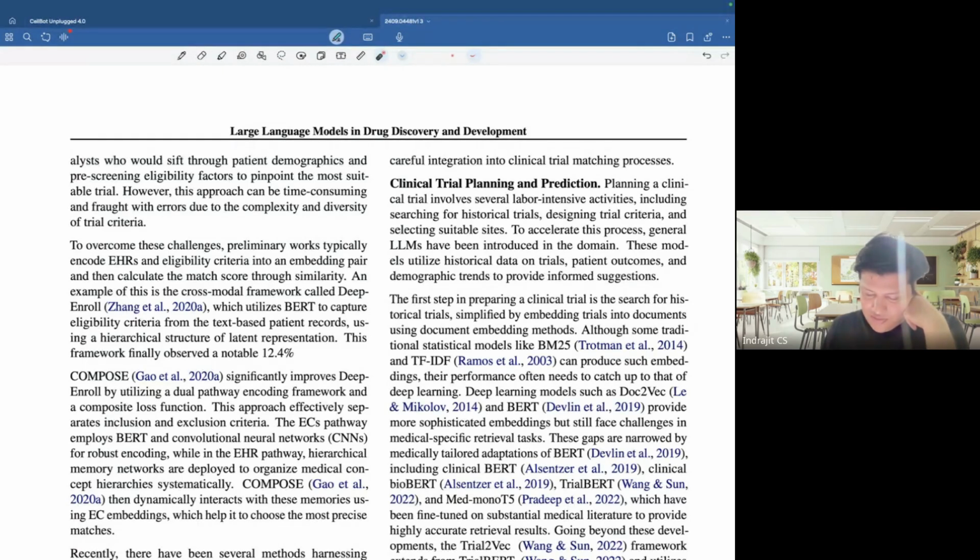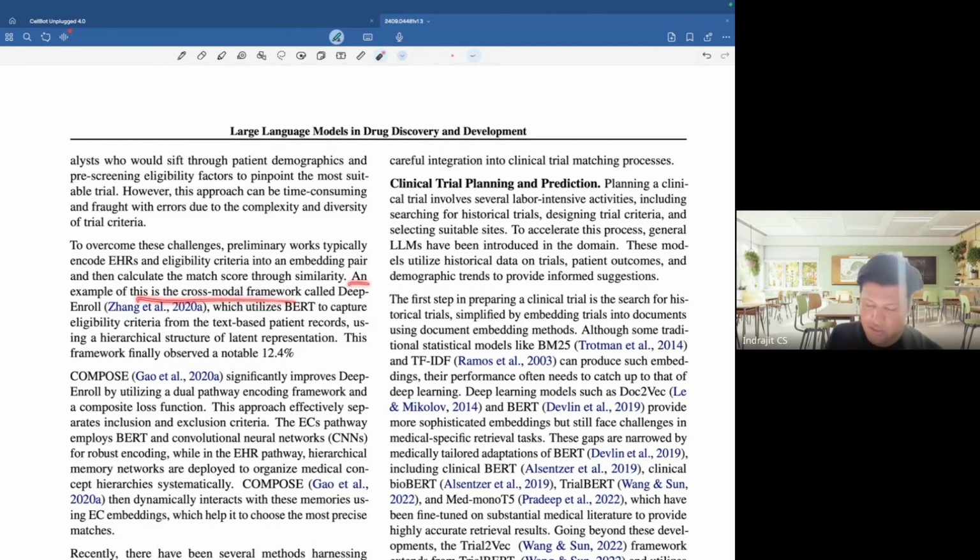To overcome this, preliminary work typically encodes EHR and eligibility criteria into an embedding pair, and then calculates the matching score through similarity. So this area can also be targeted using LLMs, and you can get a good result here, right? Because we know that LLMs are good at storing information like EHR or any textual information.